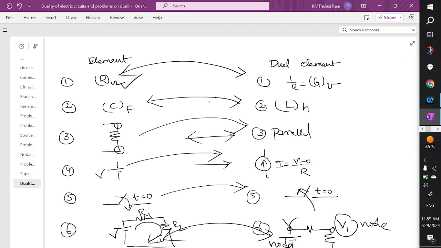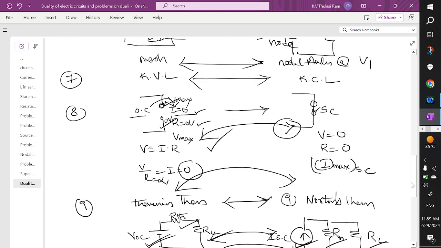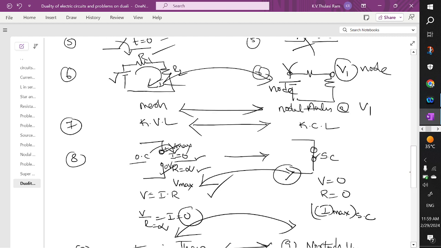So the dual of resistor is conductance, the dual of capacitor is inductance in Henry, the dual of series network is parallel network, the dual of voltage source is current source, and the dual of switch closed is switch open. Here we apply mesh analysis, the dual is nodal analysis. Mesh analysis uses KVL, and nodal analysis uses KCL. In open circuit, current is 0, resistance is infinity, and voltage is maximum. The dual of open circuit is the short circuit. In short circuit, resistance is 0, voltage is 0 and current is maximum.